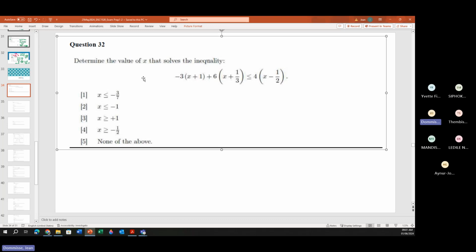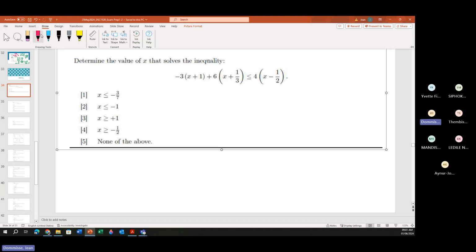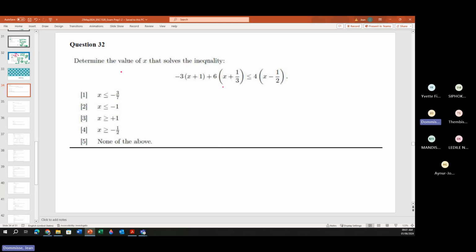The first one that we're going to look at today is around inequalities. This is part of the work that they said in the back of the book you need to nearly know beforehand. Let's just relook at this. Firstly, we need to multiply the brackets out.